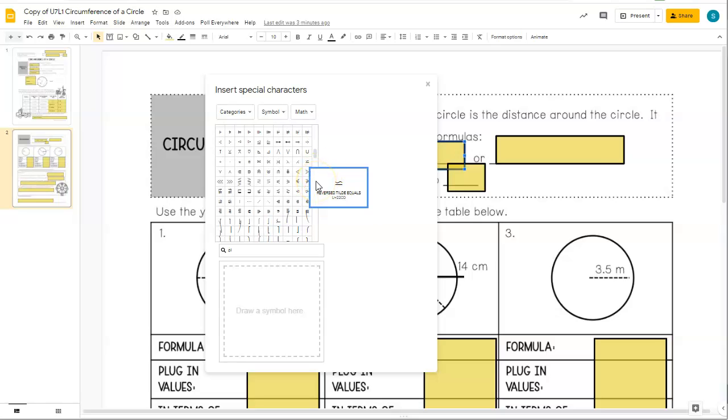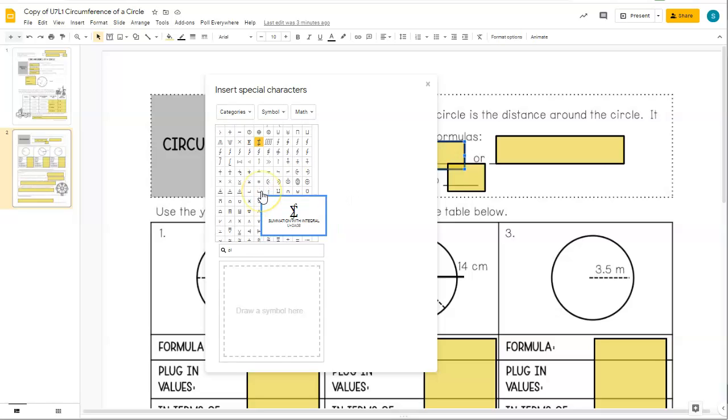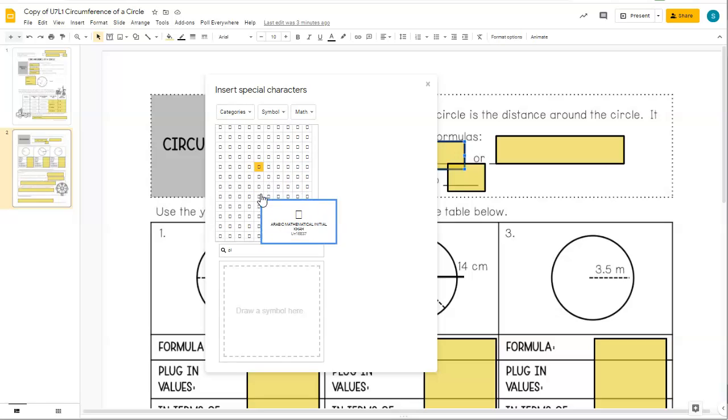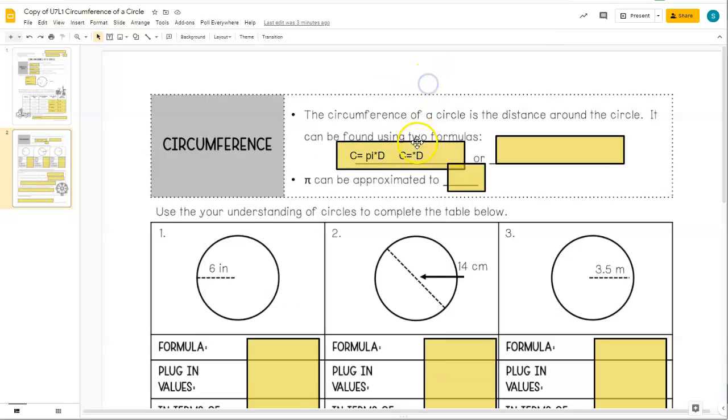So, if we look for the pi symbol, which should be along here, where are my Greek letters? I am not seeing any of my Greek letters. Alright, I'm not going to worry about it for now. So we're going to think of it as pi.